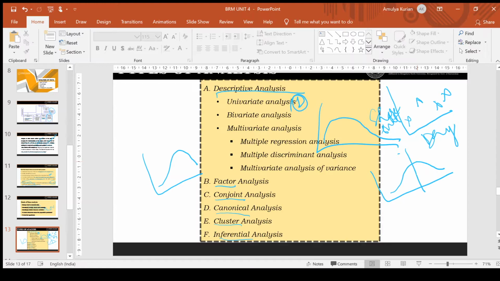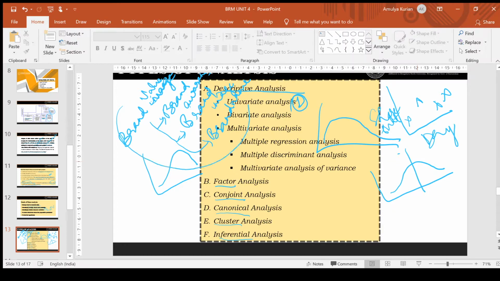For example, brand value is dependent on many other variables like brand image, brand awareness, brand name, etc. So in this case, if we are considering all these variables and their effect on the brand value, then that is multivariate. Multivariate analysis can be done in three different ways.